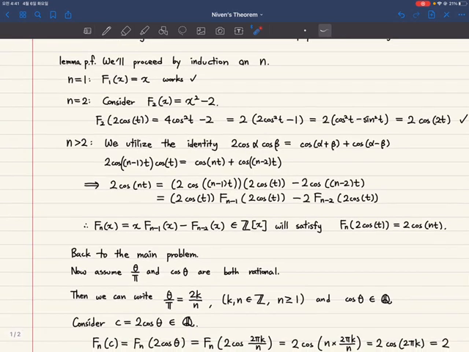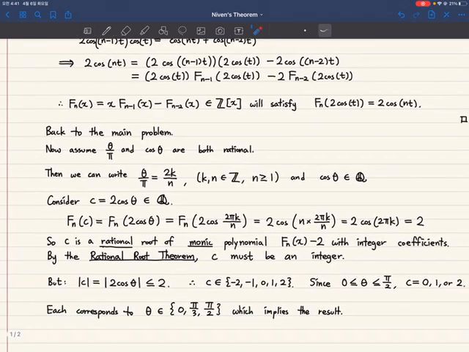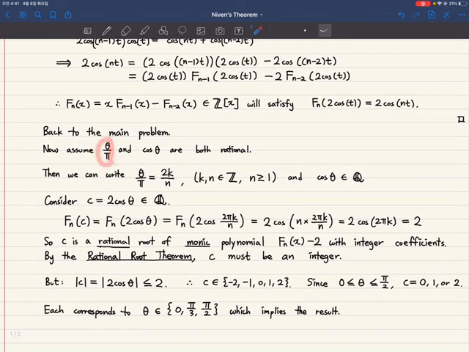So we now go back to the main problem. We're going to assume that theta over pi and cosine theta are both rational. Since we assume that theta over pi is rational, we can write theta over pi as 2k over n, where k and n are integers, and n is greater than or equal to 1. We also assume that cosine theta is rational. Now we're going to consider c equals 2 cosine theta, and since cosine theta is rational, 2 cosine theta is also rational.